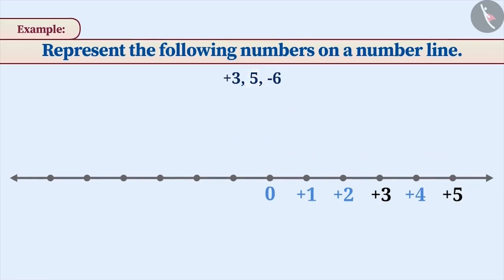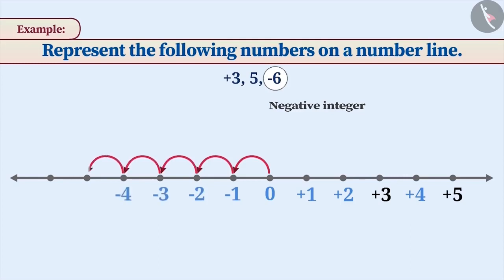The next number is minus 6, which is a negative integer. This is marked by moving 6 points to the left of 0. This is how we represent numbers on a number line.